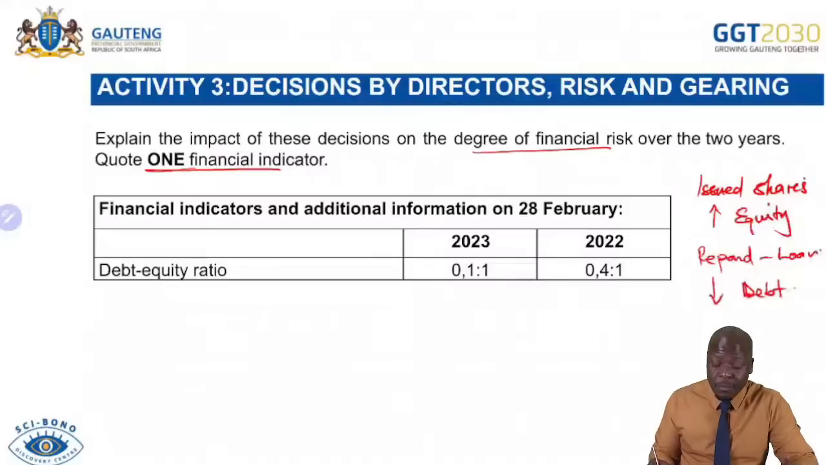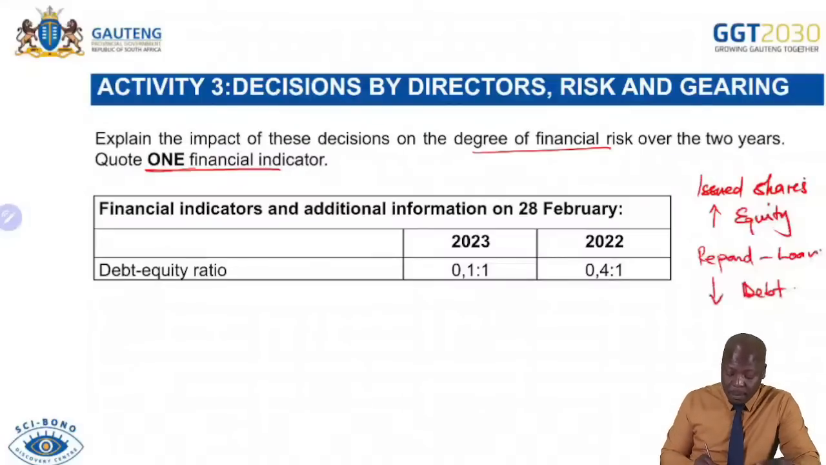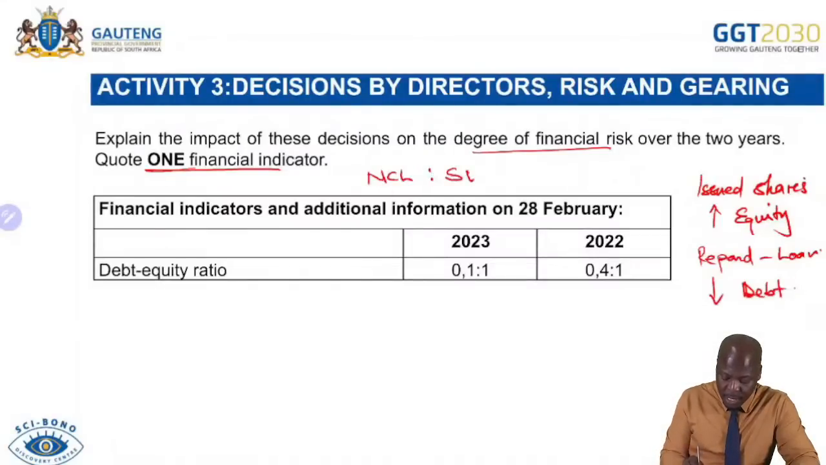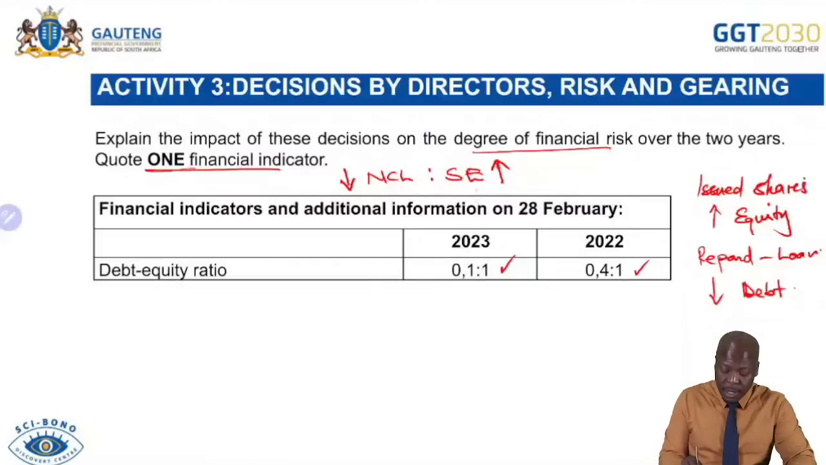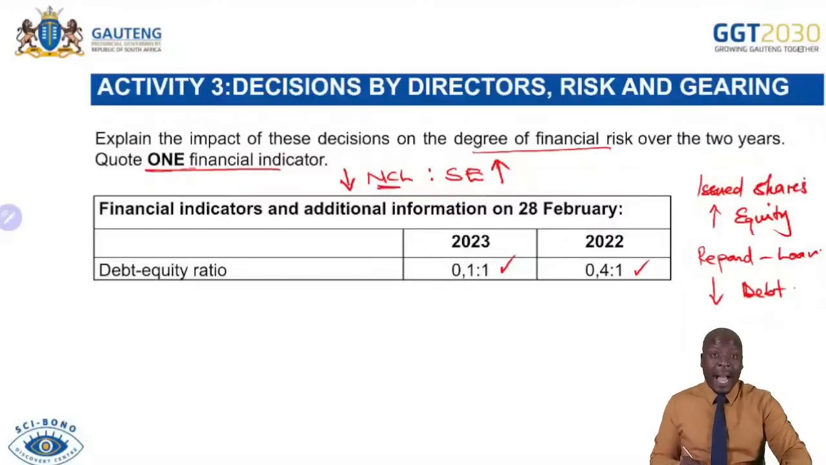So when we come to the debt equity ratio, remember the formula for the debt equity ratio. It is your non-current liabilities as to shareholders' equity. Now, what the company did is they repaid the loan, they decreased that, and they issued shares, they increased that. That is why from 2022, it was 0.4:1. Now it's 0.1:1. Why? Because when shares are issued, it increases the shareholders' equity. And when we repay the loan, it decreases the non-current liability, thereby decreasing the debt equity ratio.